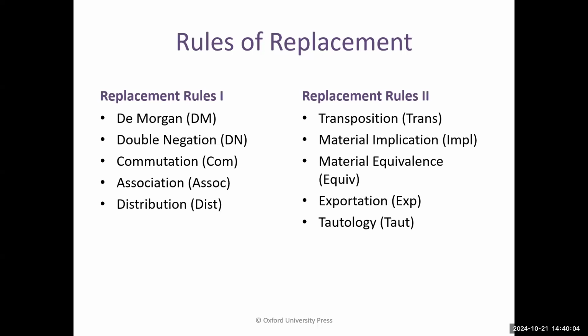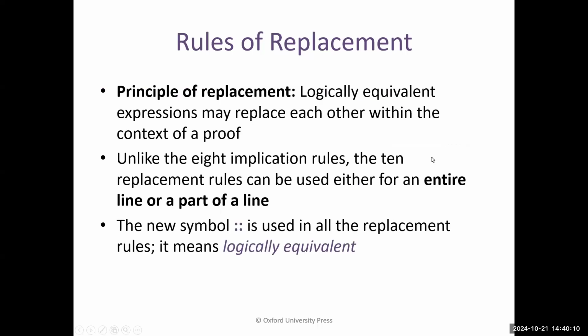And here's the names of them and their abbreviations, and I'll briefly talk through each of them. So first of all, the difference between replacement rules and implication rules. Your implication rules took at least one premise, or usually 2 premises, and a conclusion. And with implication rules, you couldn't use an implication on just part of a line. It had to apply to the whole line, right?